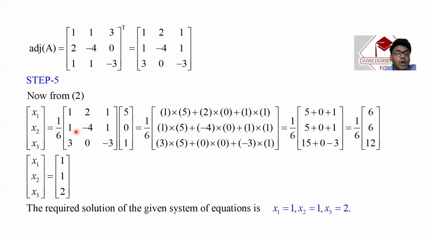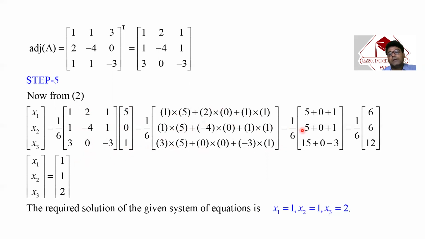Now multiply this. How many rows do you have? 3. How many columns? 3. And here, how many rows? 3 rows, and how many columns? Single. So the columns of this matrix and the rows of this matrix are the same, so you can multiply. Calculate 1 into 5 plus 2 into 0 plus 1 into 1, first line. Next, 1 into 5 plus minus 4 into 0 plus 1 into 1, second line. 3 into 5 plus 0 into 0 plus minus 3 into 1, this one.